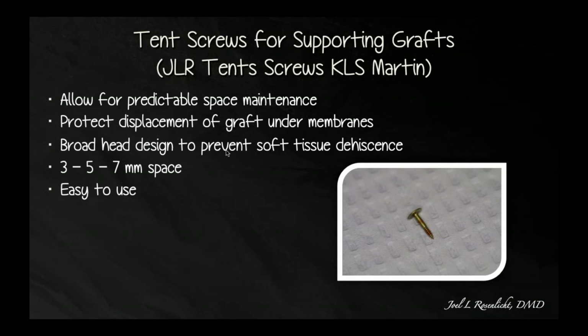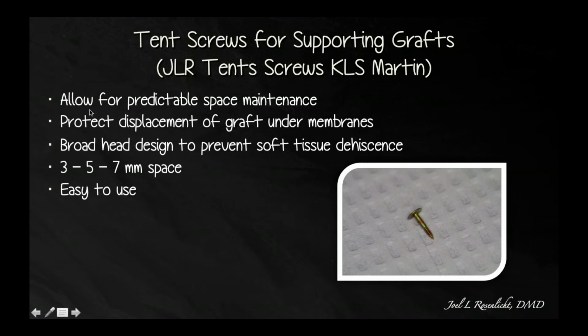So I developed a few years ago, and KLS Martin now markets it, a screw. It's called a 10 screw with a very broad head on it. And it's got a smooth shaft to it, and then 5 millimeters of threads. And then this shaft comes in a variety of different heights, 3, 5, and 7 millimeters, to be able to give you the space that you need for the augmentation for that area.